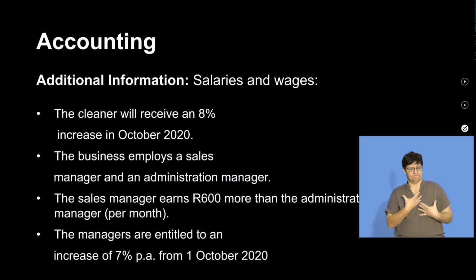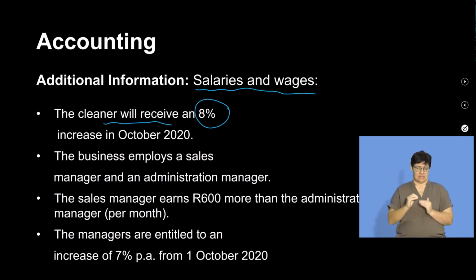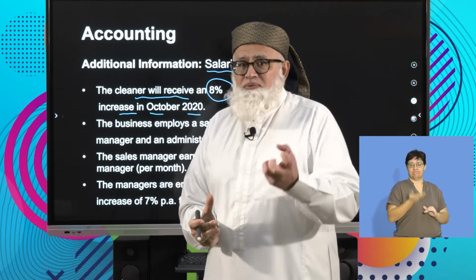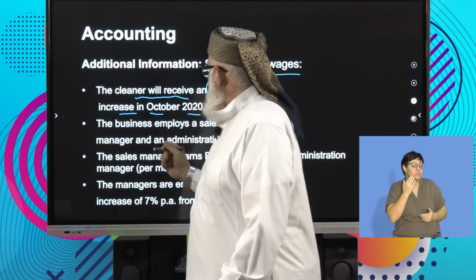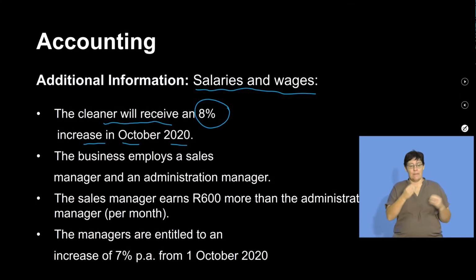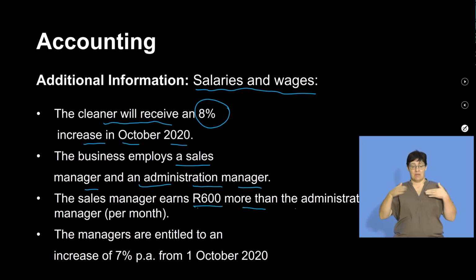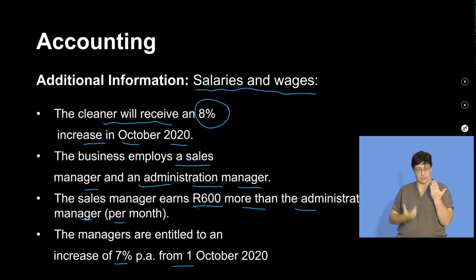Now we are told in the additional information, we have salaries and wages. The cleaner will receive an 8% increase in October 2020, right? So the cleaner's salary will be increased by 8% with effect from the October. The business employs a sales manager and an administration manager. The sales manager earns 600 Rand more than the admin manager, that is per month. The managers are entitled to an increase of 7% from the 1st of October 2020. That's the information that is provided to us.